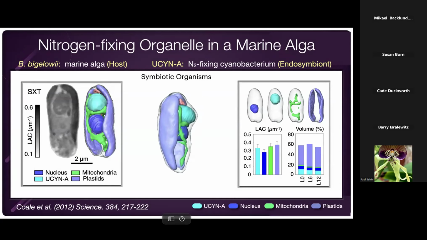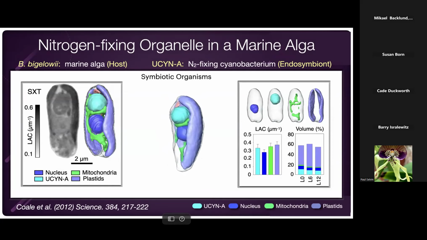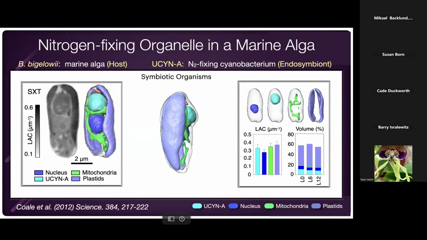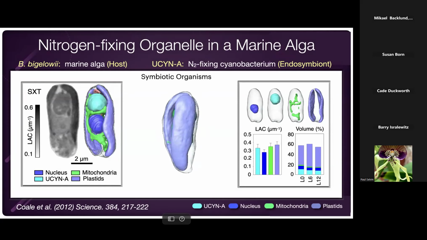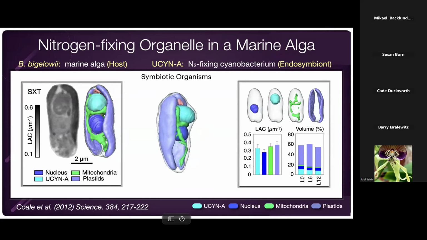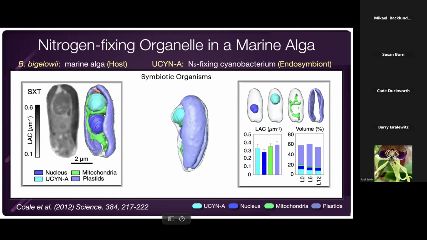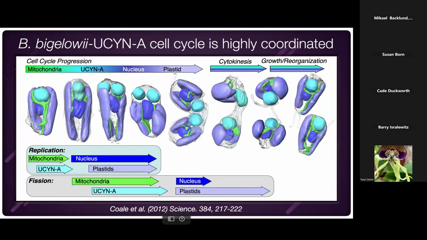changes. We've got this beautiful mitochondrial network in green wrapped around the UCNA, the endosymbiont, in aqua, cyan color, I guess it would be. And then the plastids in the purplish color on both sides. The mitochondria is perfectly positioned in those cells to give the endosymbiont some mitochondrial energy, some ATP. And we could quantitate the volume of each of those structures and the lac values of each of them to see if there were any changes during the cell cycle.